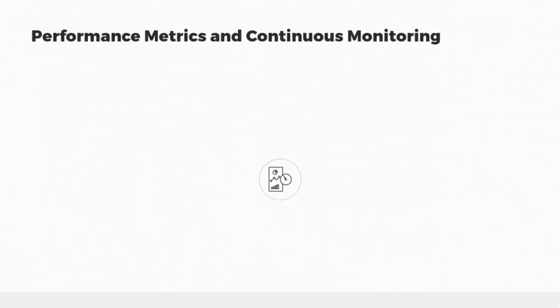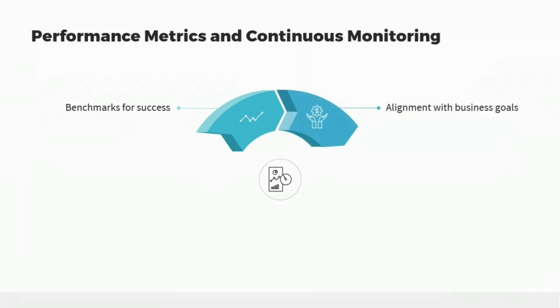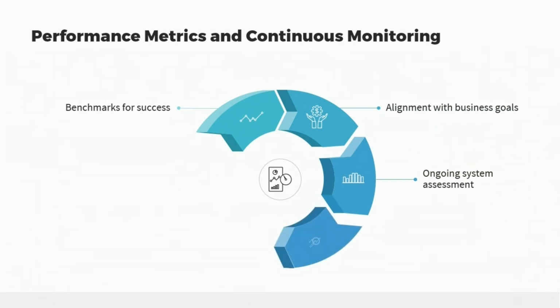Now, continuous monitoring and performance metrics are really important for tracking progress and driving ongoing improvement. Establishing key performance indicators, or KPIs, and benchmarks to measure the success and effectiveness of AI systems helps with predefined objectives and targets. Basically, it helps you with your benchmarks for success. Ensuring that performance metrics and monitoring efforts are aligned with overarching business goals and priorities can drive strategic alignment and value creation. Continuously monitoring and evaluating the performance, reliability, and efficiency of AI systems can help with identifying areas for improvement and optimization.